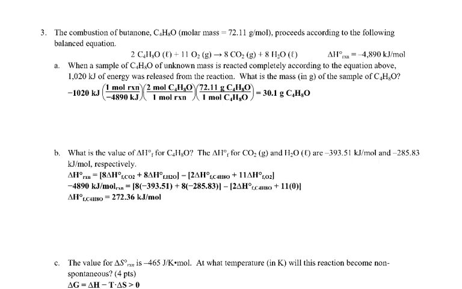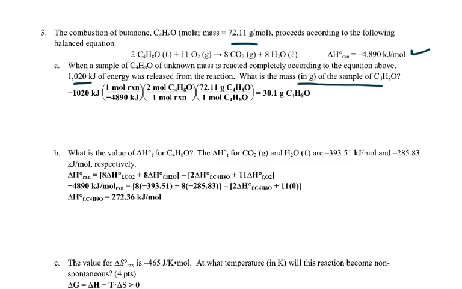Okay, combustion of butanone. It says the combustion of butanone, 72.11, oh, that's the molar mass, proceeds according to the following balanced equation, and there's the value. That's negative, which means it's giving off heat, and that makes sense because combustion releases heat. When a sample of unknown mass is reacted completely, that much energy is released. What's the mass of the sample?